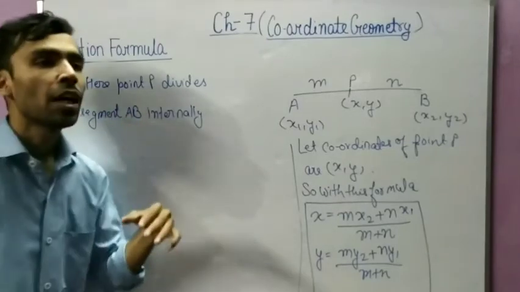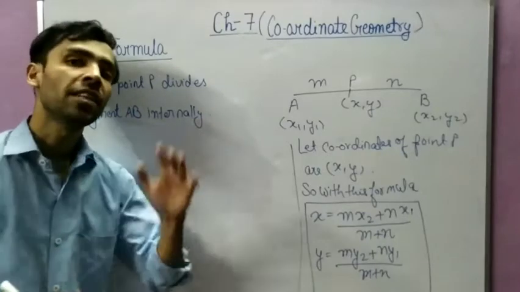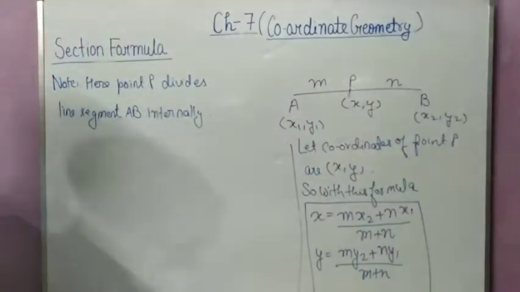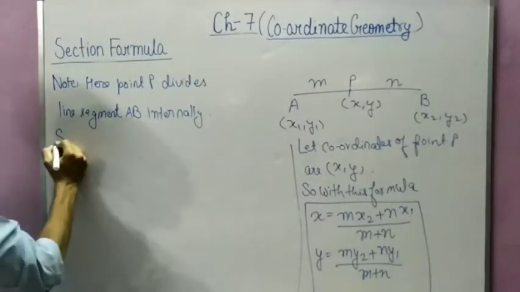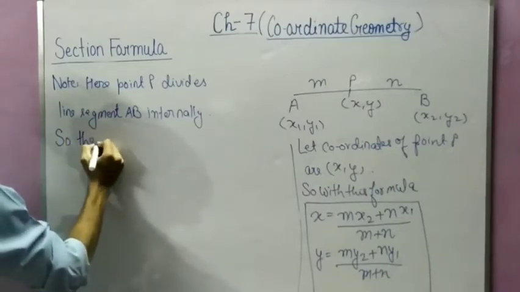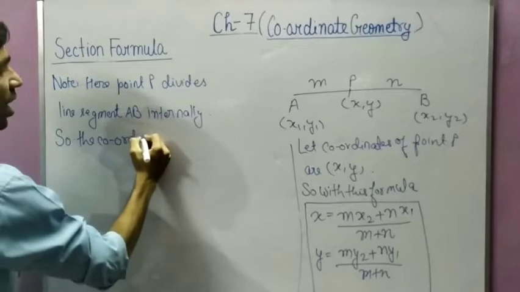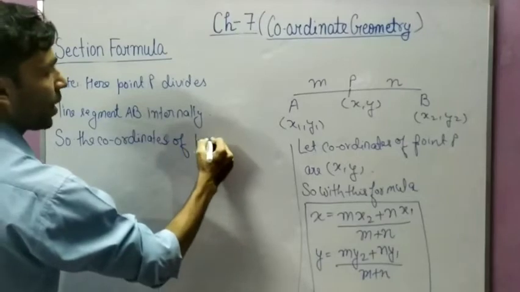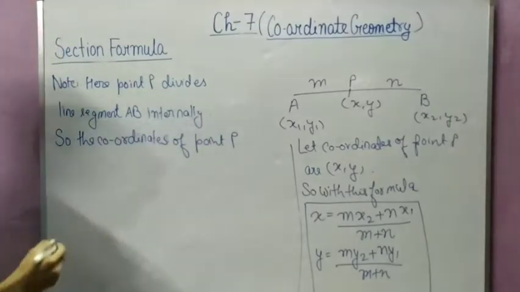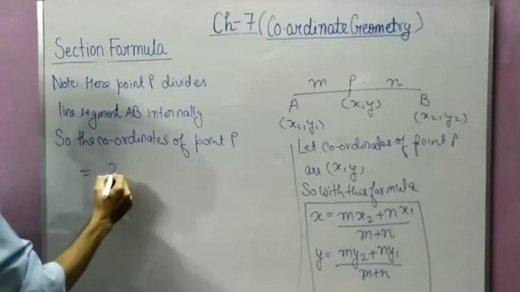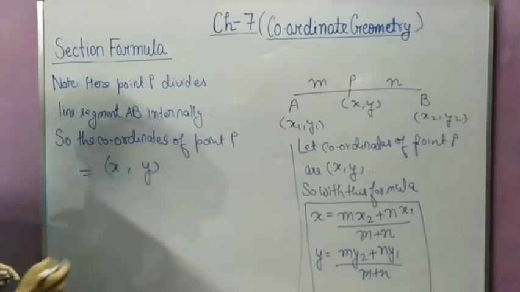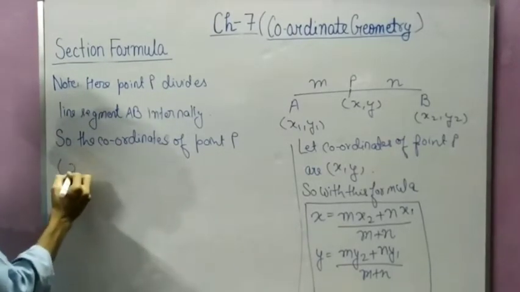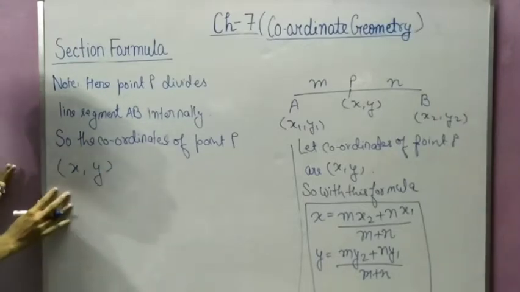तो हर जगह क्वेश्चन में यही लिखा होगा कि a particular point is dividing a line segment internally with a certain ratio, and the ratio is m ratio n. So the coordinates of point P will be equal to x comma y, na student? Or you can write like this. Coordinates of point P was what? X comma y, because any point has its x coordinate also and y coordinate also.